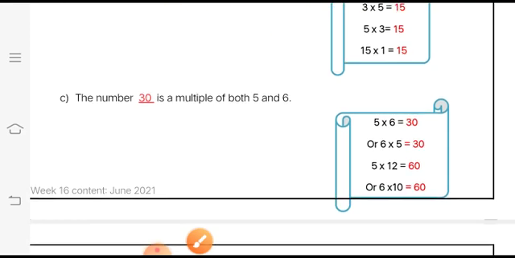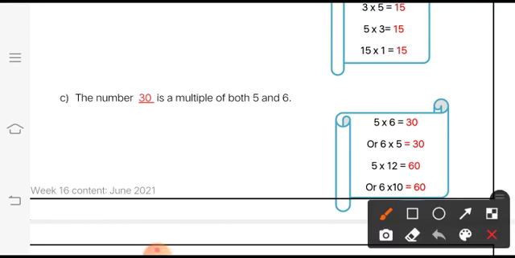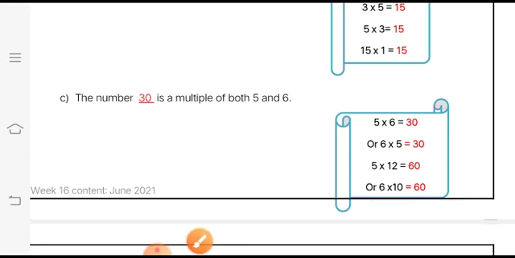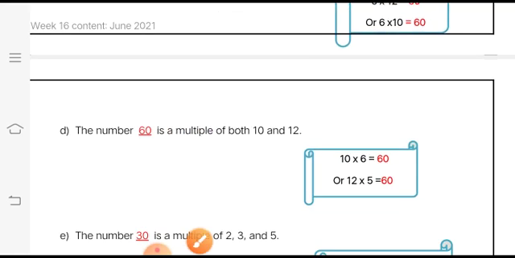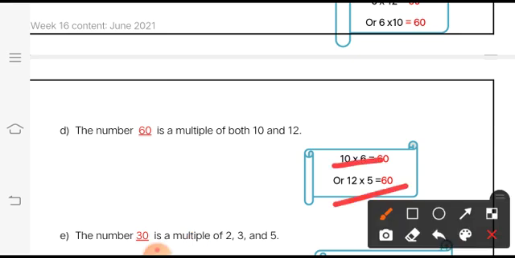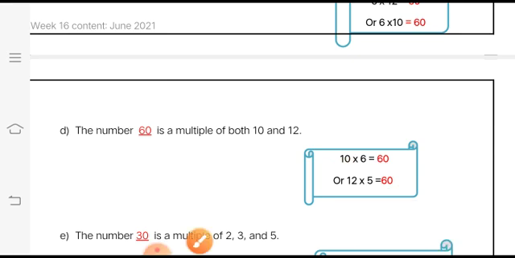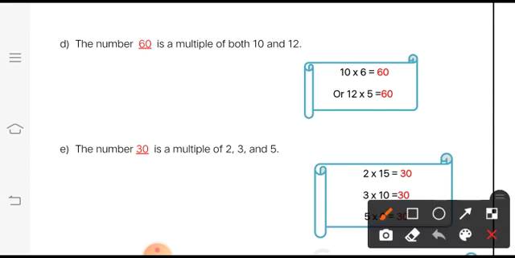Next we have to write such a number which is a multiple of both 5 and 6. Means such a number which exists in the table of both 5 as well as 6. And we know 5 6s are 30. It means 30 exists in the table of 5 as well as 6. So we have written 30 here in the dash. Next we have a number which is a multiple of both 10 and 12. Which number exists in both the table of 10 and 12? As all of you know, 10 6s are 60 and 12 5s are 60. That means 60 is such a number. So we have written 60 here.